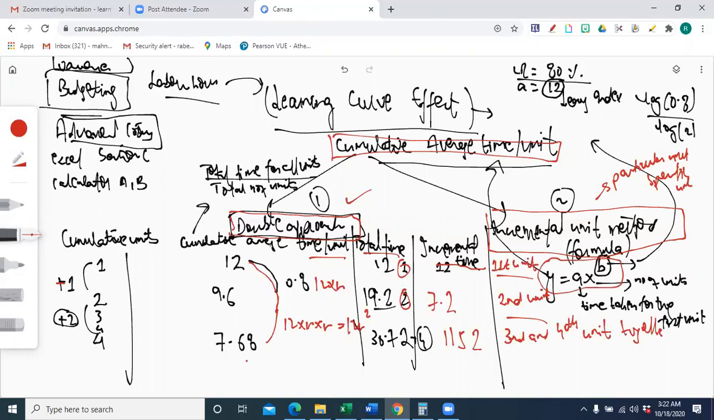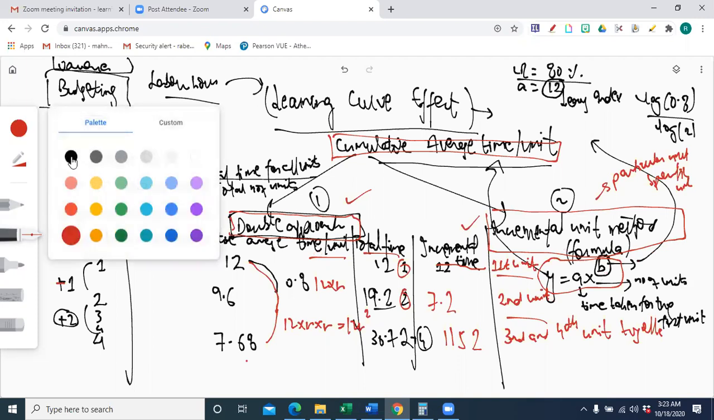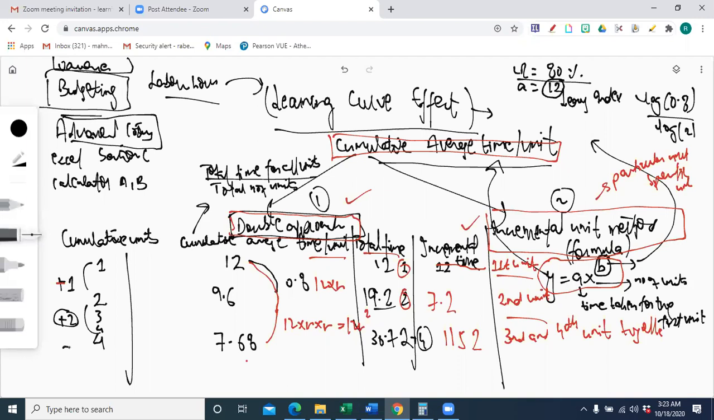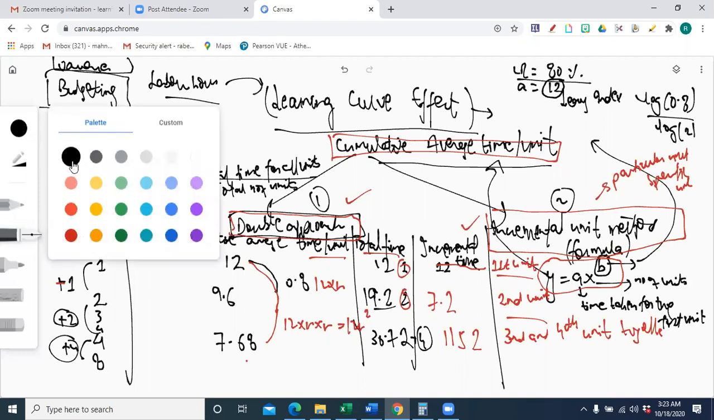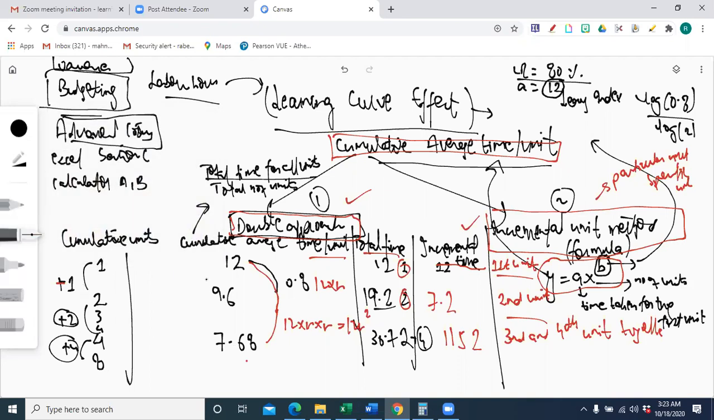And how are you going to apply the formula? Same, you need to calculate the cumulative average time per unit, which is again a per unit time, but using the formula. So here, if I make 4 more units, the cumulative units would become 8, right? And again, what's happening here? For the third time, it's doubling.